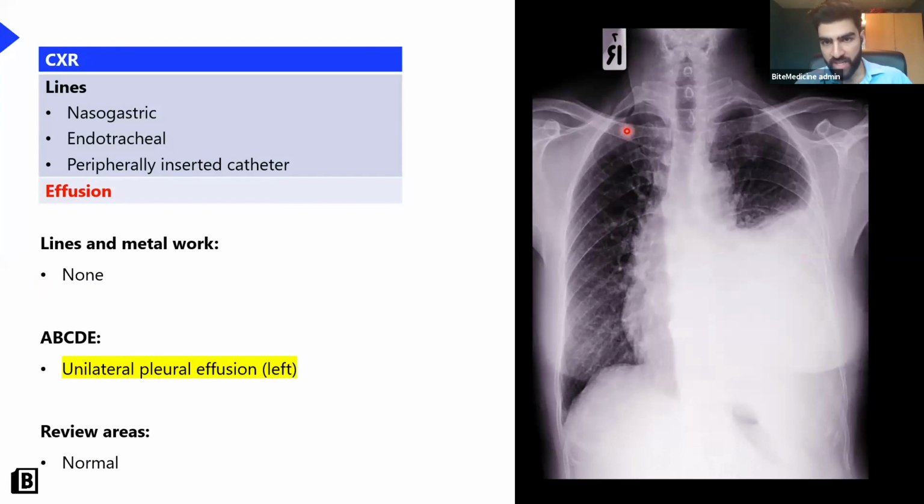Someone said, is it hyperinflated? It might be. Let's see. 1, 2, 3, 4, 5, 6 ribs. No, don't be confused. If the image is elongated, that's not the same as hyperinflation. The patient could be really tall. We see 6 ribs there. That's not hyperinflated.